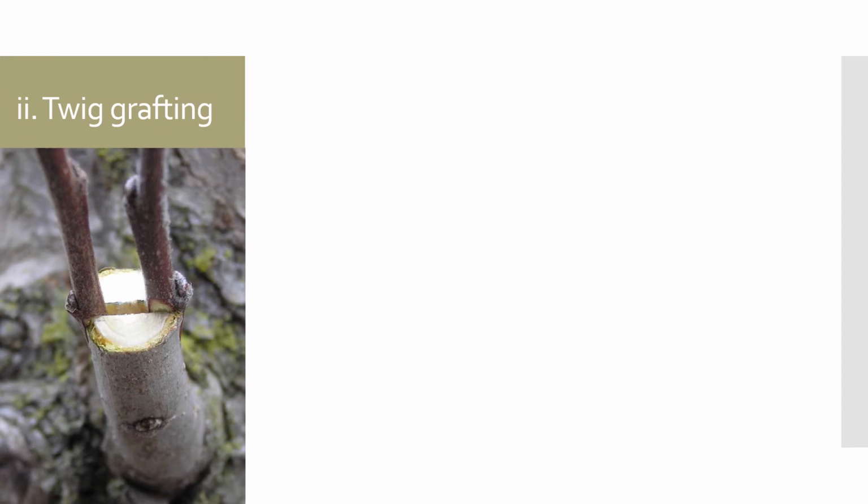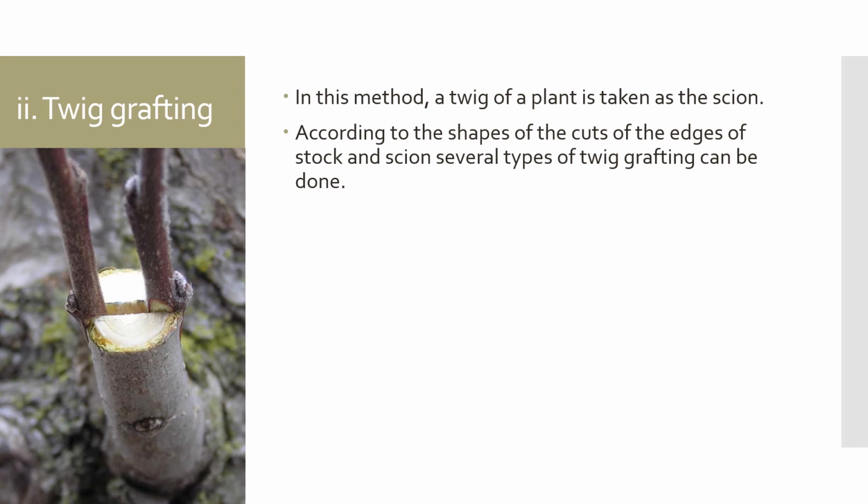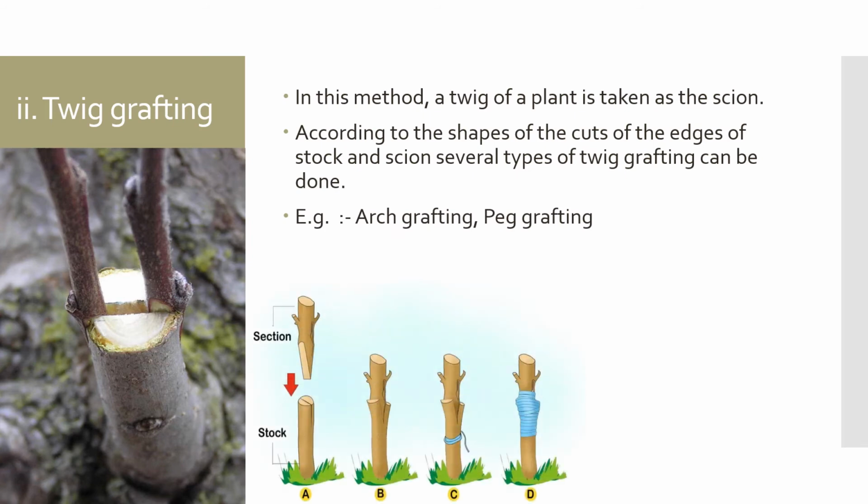And now we'll see what is twig grafting. In twig grafting, we are using a twig of a plant as a scion. According to the shape of the cut that we put at the edge of the stock and the scion, there are several types of twig grafting, for example, arch grafting and twig grafting. So here it has shown the method of doing this twig grafting.